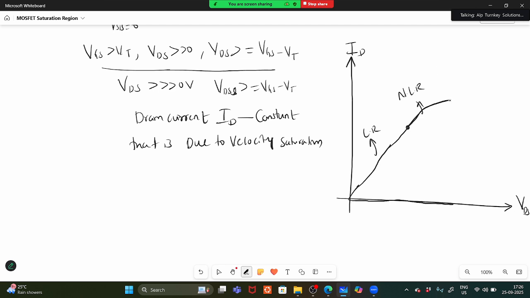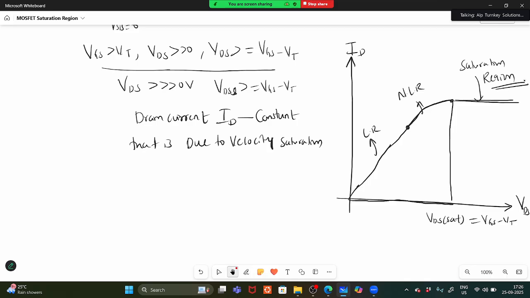And after that, here you will get a pinch-off point. This is nothing but VDS sat, which is equal to VGS minus VT. After that, the drain current becomes constant. Whenever the drain current becomes constant, we call that the saturation region. So this is about the saturation region.